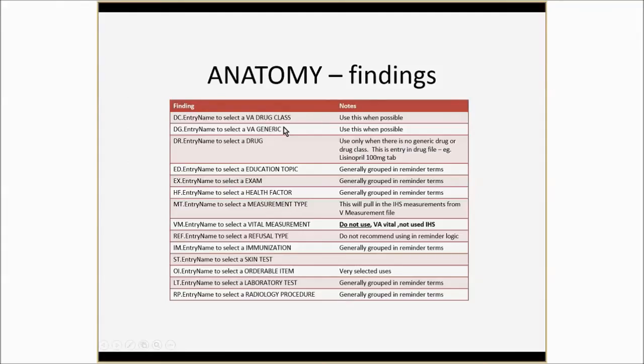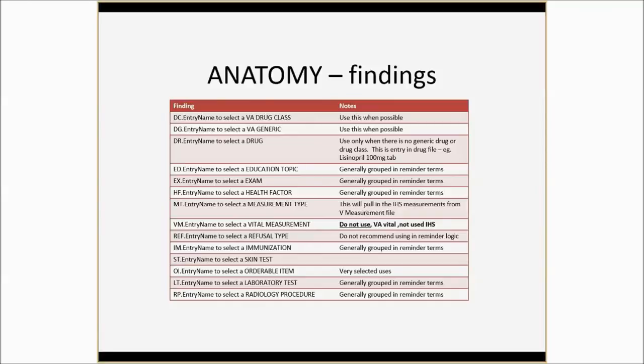So here are the types of findings that are really available for us to choose from. We can choose from a drug class, VA drug class, or generic drug class, or the actual drug. You want to use the VA drug class and the VA generic class, either one, when possible. The only time you want to use drug is when there's no generic or drug class for that particular medication.